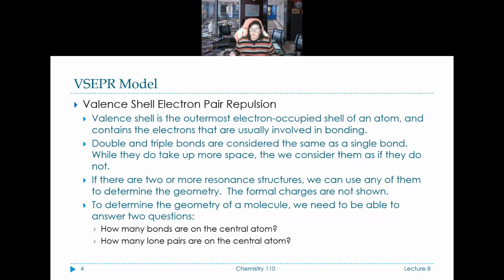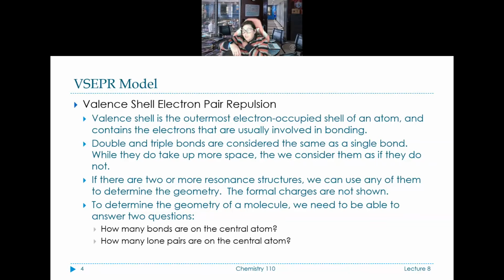If there are 2 or more resonance structures, you can use any of them to determine the geometry. The formal charges are not shown. Okay. Now, VSEPR is used to determine molecular geometry. We'll get to those in just a few minutes.